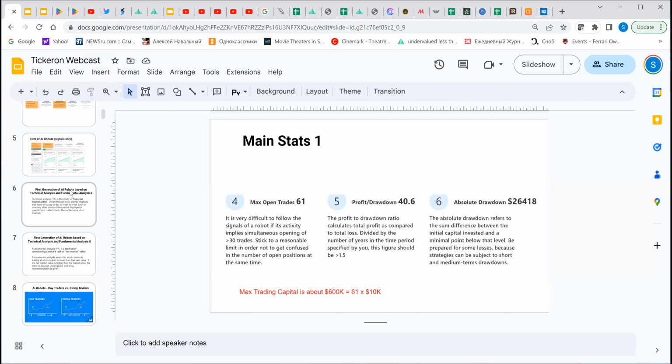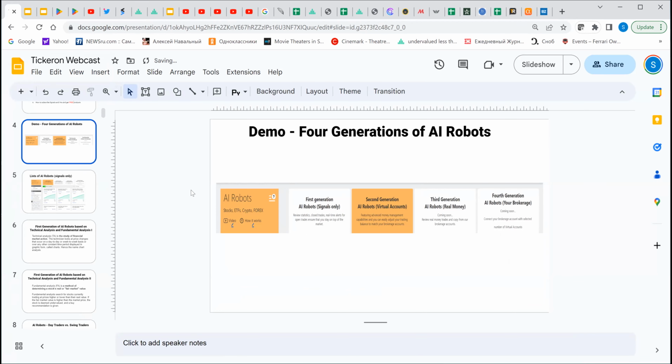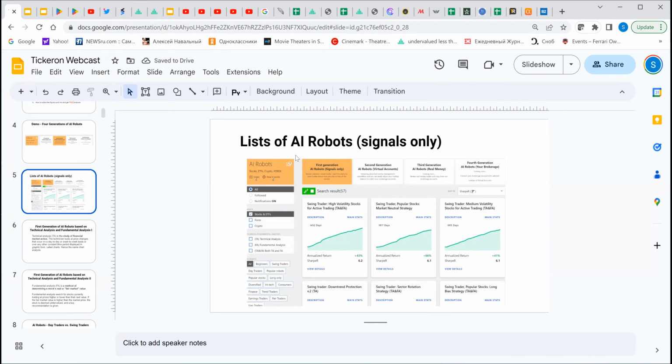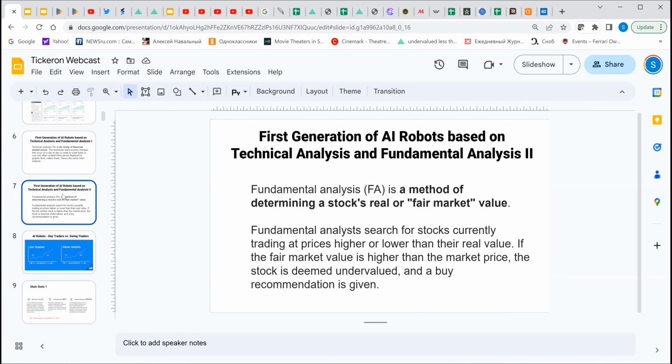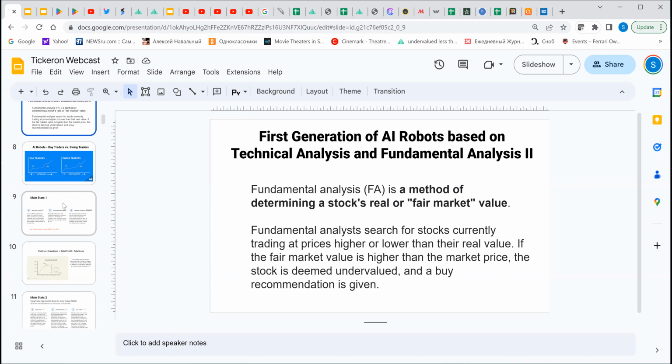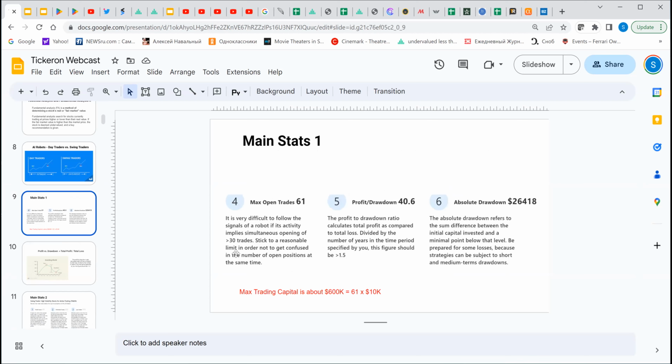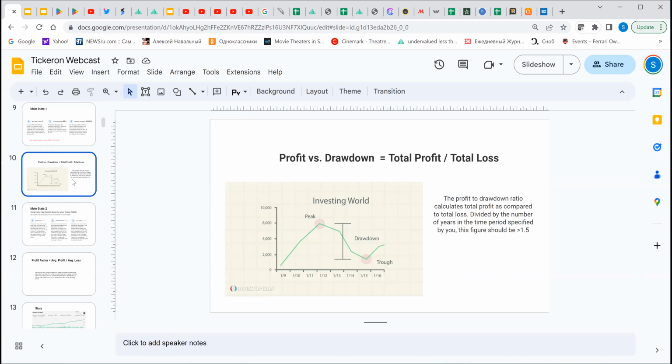Let's see what's happening. Okay, so I showed you the page with the four generations. I showed you AI robots with the signals only. The first generation is based on technical analysis, where we take price actions and volume actions. Fundamental analysis is really calculating the business models, fair market value, and everything related to that. Then I explained to you the basic statistics.